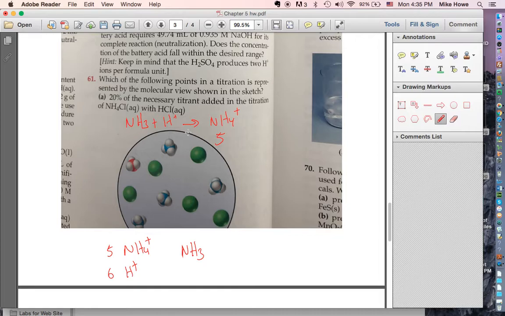So what you started with, I'll put down start here. You started with 6 of these. 5 of these would require 5 of those because it's all 1-to-1 ratios. So we know we had 5, but there's 1, 2, 3, 4, 5.